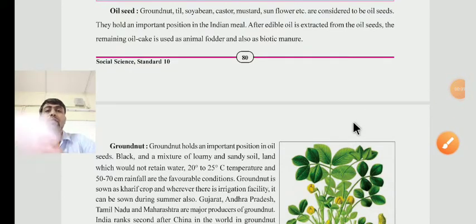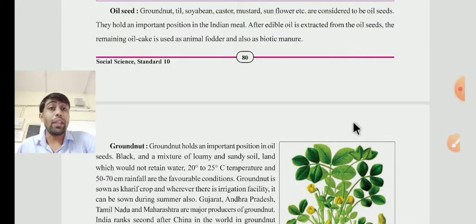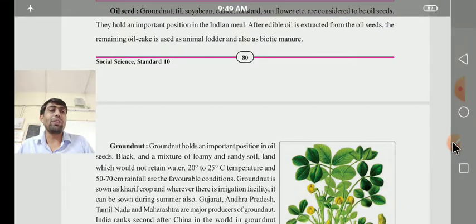Dear children, continuing chapter number 10, Indian Agriculture. We are learning the major agriculture products of India. Our next topic is oil seeds. Oil seeds means teelibia, groundnut, til, soybean, castor, mustard, sunflower, etc. are considered to be the oil seeds.